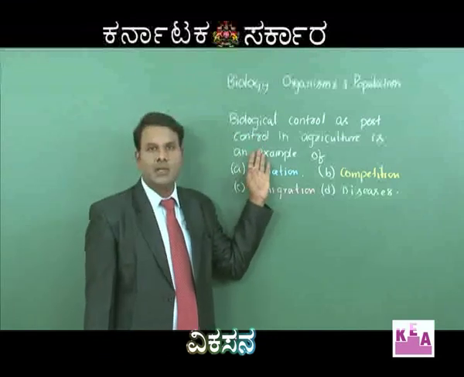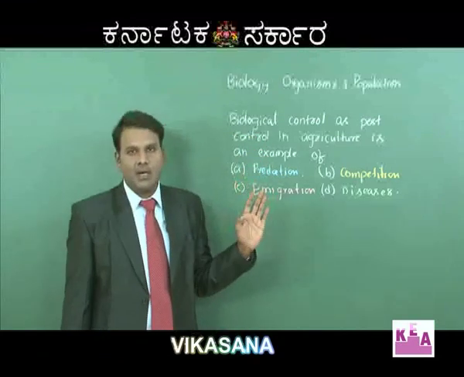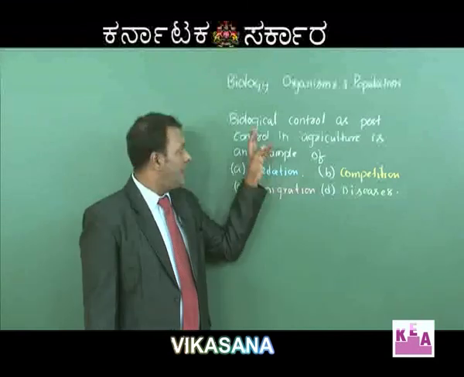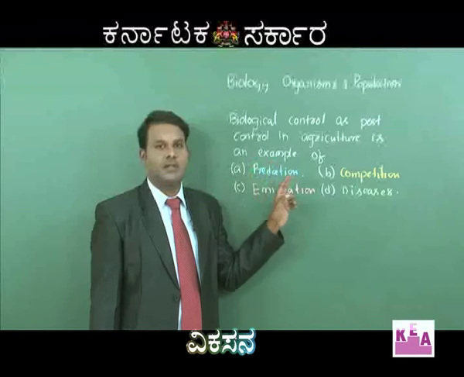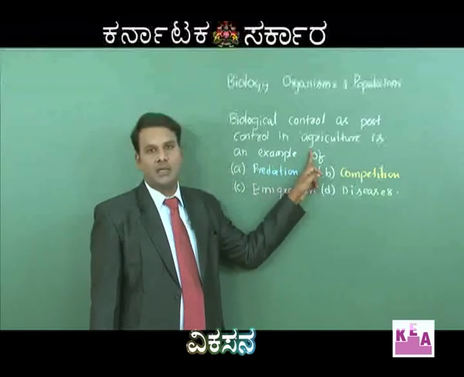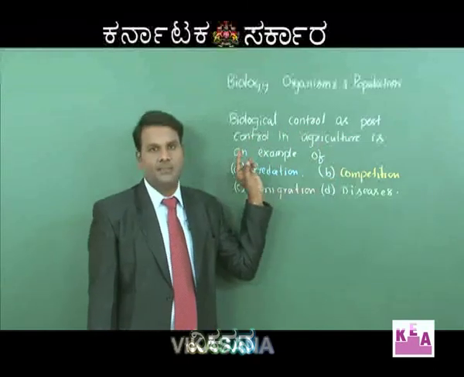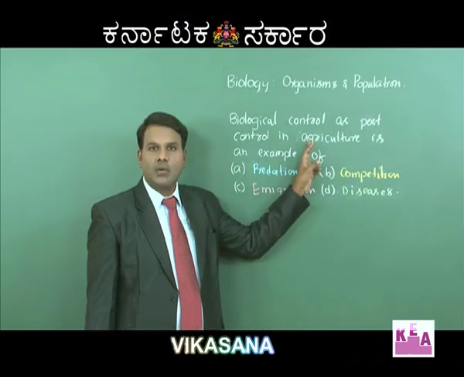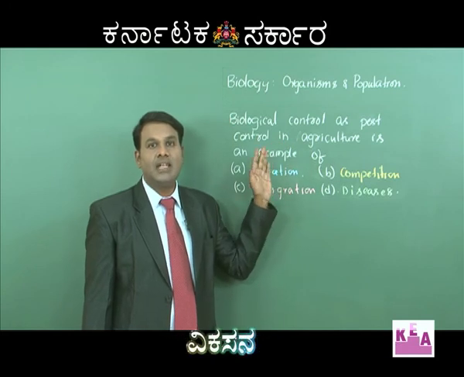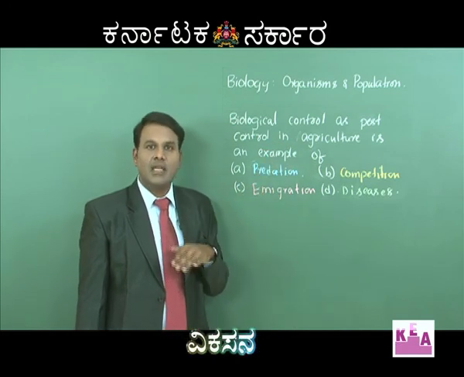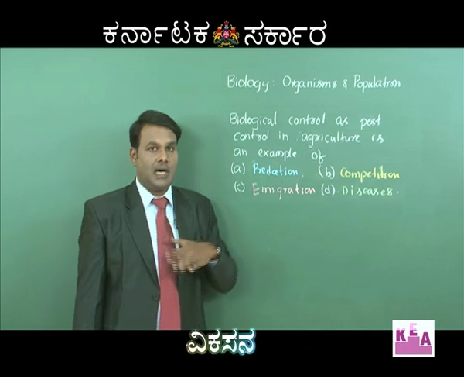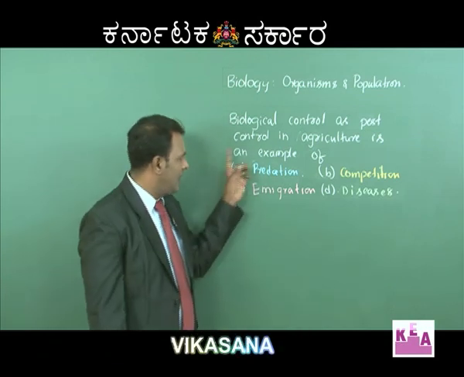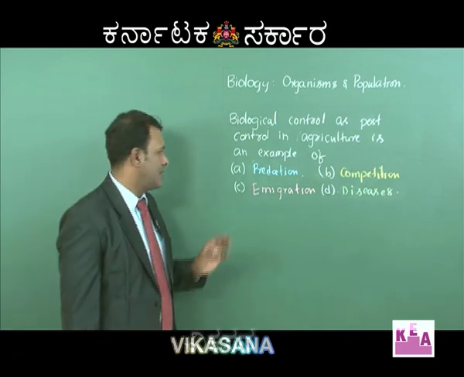For example, to control the mosquito larva, a fish called Gambusia is released. So, biological control has a lot of significance in agriculture to control the pests. It has a lot of significance because the biological control uses only the living organism, not the chemicals like pesticides which otherwise harm the environment by causing pollution. In this question, there are four options.